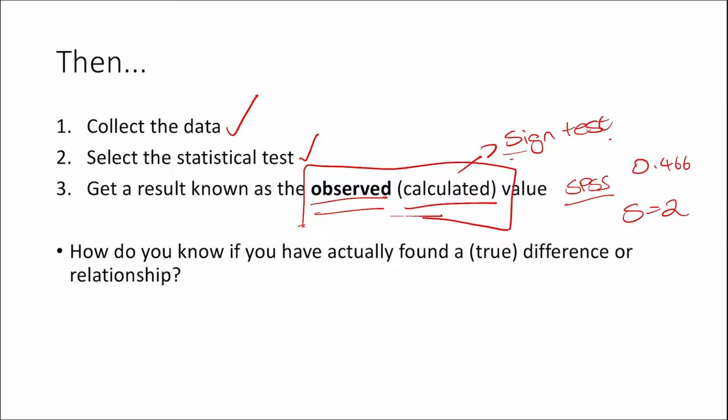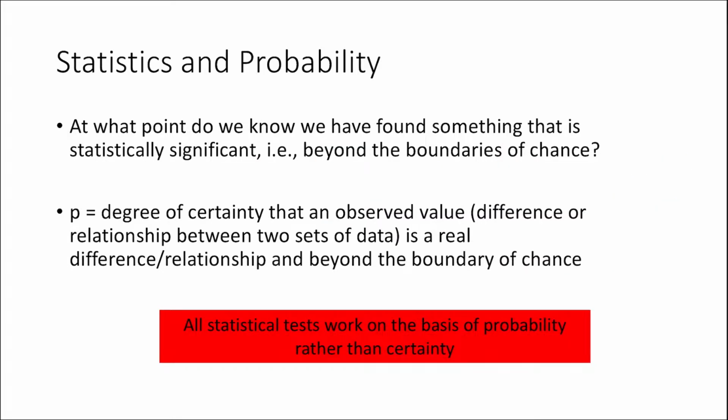So we've obtained an observed or a calculated value based on the data we collected from our research. So now, how do we know whether that observed value is significant or not? In other words, how do we know whether we found a real difference between our conditions, or if it's an association or relationship, how do we know whether we actually found a true, real association? This is where statistics and probability comes in. So for mathematicians, this is known as hypothesis testing.